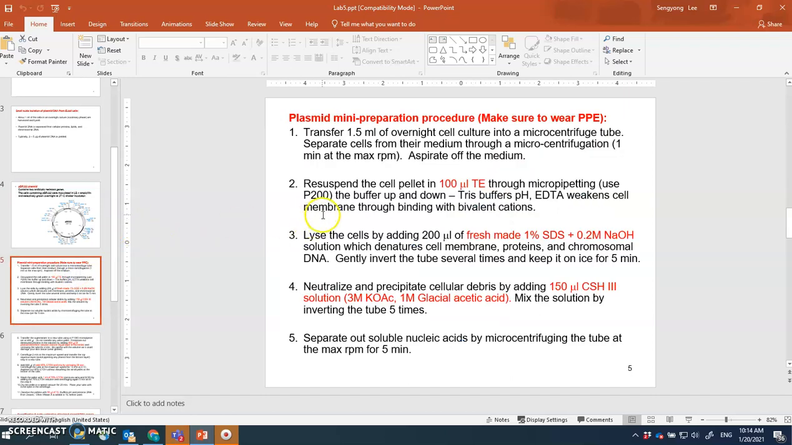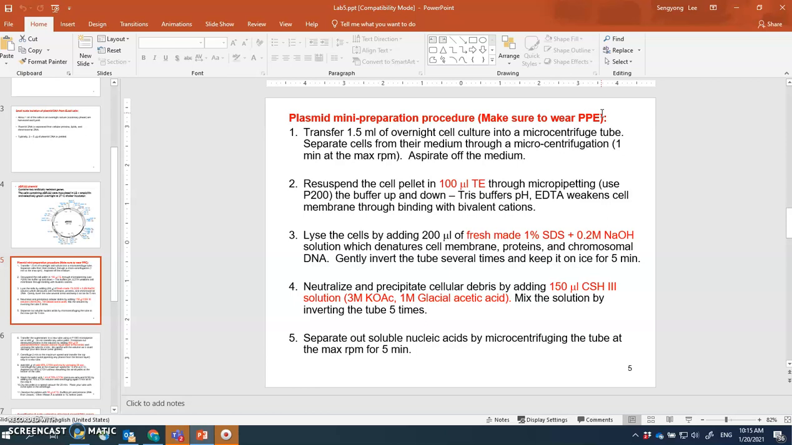Okay, and plasmid mini preparation. So that's the plasmid DNA isolation procedure. Mini means small scale preparation, step by step. Step number one, you're going to transfer 1.5 ml of overnight cell culture into a microcentrifuge tube. A microcentrifuge tube is a plastic tube that can hold about 1.5 ml total volume. You can use it and throw it away, disposable.